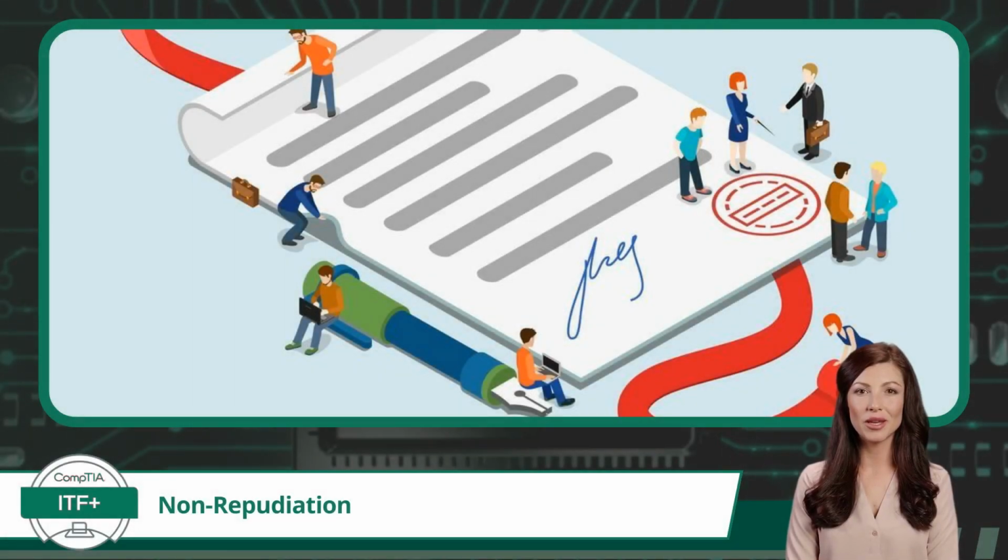Now, how does non-repudiation tie into authentication? Authentication verifies the identity of a user, ensuring that you are who you claim to be. Once authenticated, any action you take, like sending an email or signing a digital document, can be tied back to you. Non-repudiation ensures that once these actions are taken, they cannot be denied later.